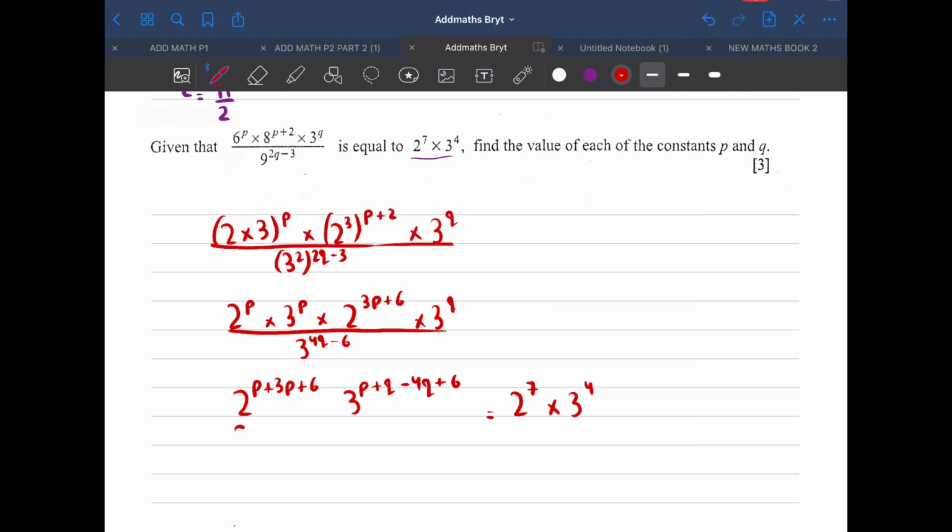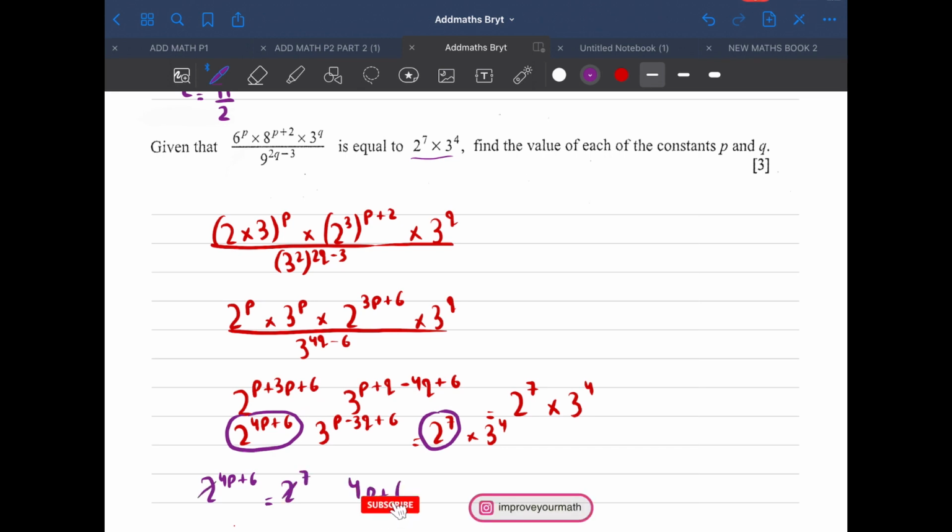Now, what's written with 2 on this side? 4q plus p plus 6. And what's written with 3? It's p minus 3q plus 6, is equal to 2 power 7 into 3 power 4. Now, you need to compare these both. 2 power, it's what? 4q plus p plus 6, and here it's 2 power 7. So can I say that the power is equal to 7? Can I cancel this? The power is equal to 7. So my value of p will be 7 minus 6 upon 4. That makes p is equal to 1 upon 4.